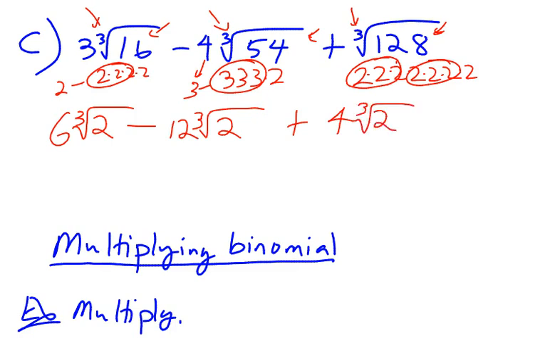Well, voila, look at that. All the indices are the same, and all your radicands are the same. So I can actually combine all three of these terms to get one single term. And I get 6 minus 12 is negative 6, and negative 6 plus 4 is negative 2 cube roots of 2. Okay, that's how we add and subtract them.